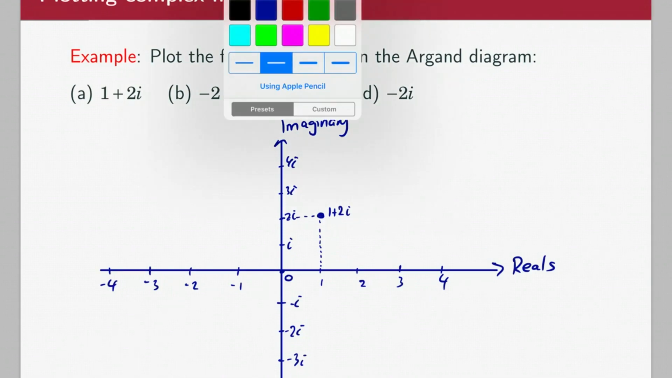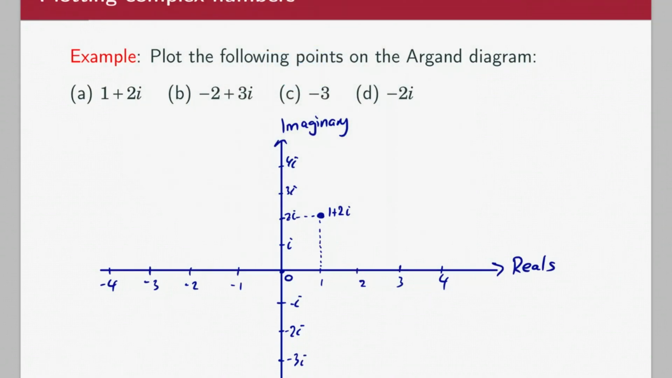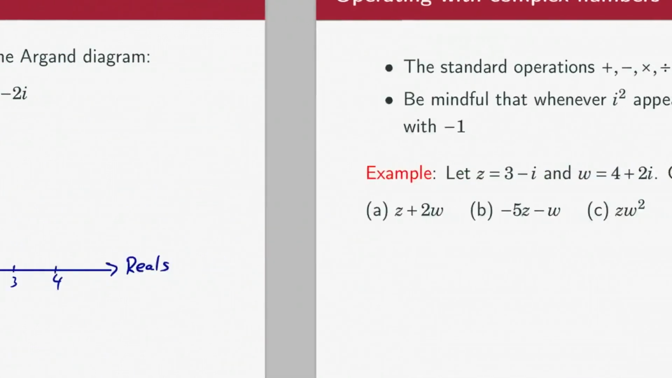Fairly straightforward. If I want minus 2 plus 3i, on the real axis I want minus 2, on the imaginary axis I want 3i, and this point where they meet corresponds to the complex number minus 2 plus 3i. Something like minus 3, well, minus 3 is just the real number, so it sits on the x-axis, right here. And in part D, you've got minus 2i, which is a purely imaginary number, and that just sits on the imaginary axis, down here. So that's pretty much how you plot complex numbers on the Argand diagram. Like I say, very intuitive when you use the xy plane.